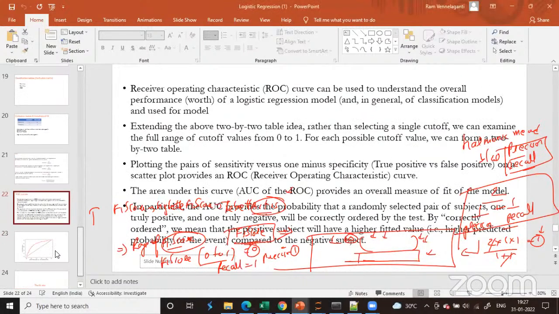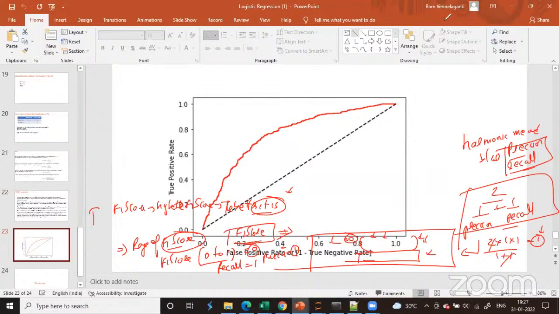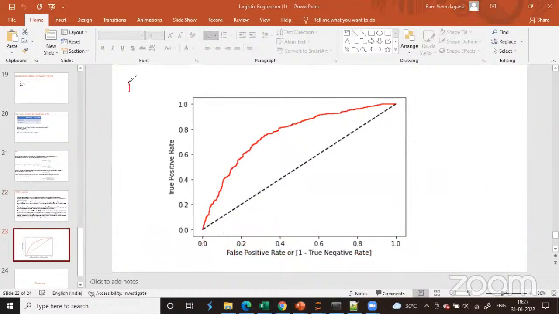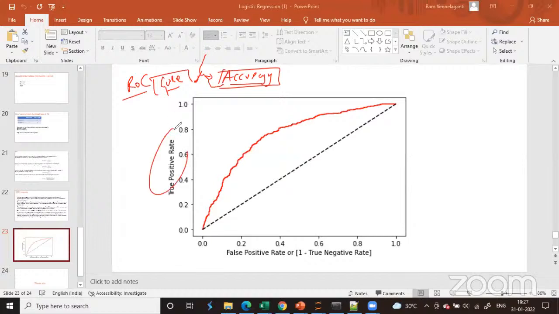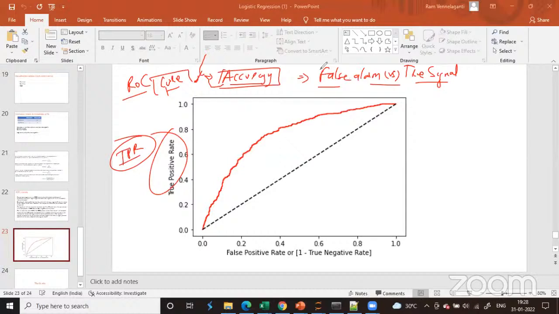What is the next method? ROC curve. This is the next method we are going to use for finding out the accuracy for our model. So the ROC curve is going to distinguish between a false alarm and a true signal for us. It is going to distinguish between your true positive rate values and your false positive rate values.